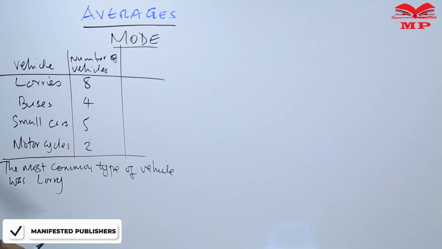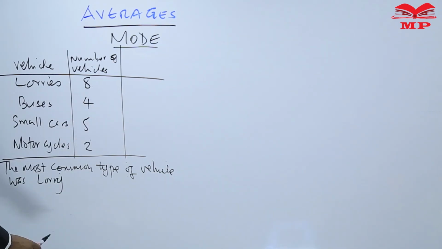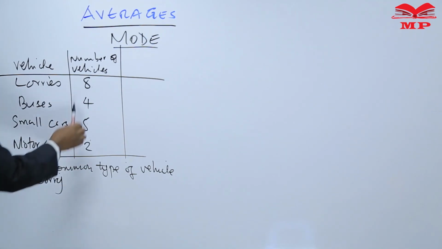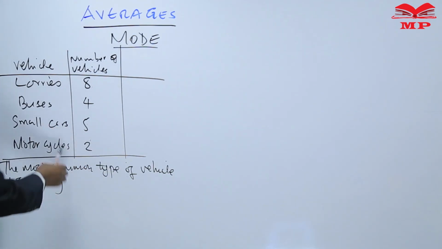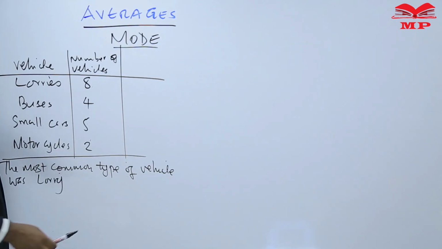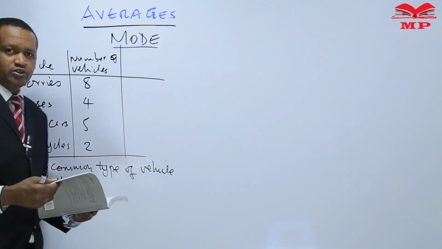On that road, lorries were most common. There were many more lorries than there were buses or cars or motorcycles. So that is question 1.